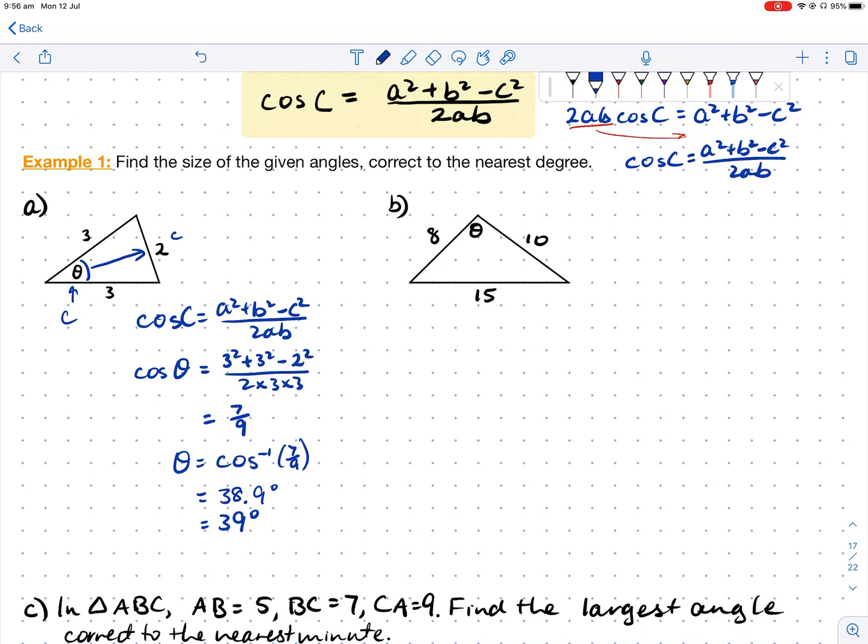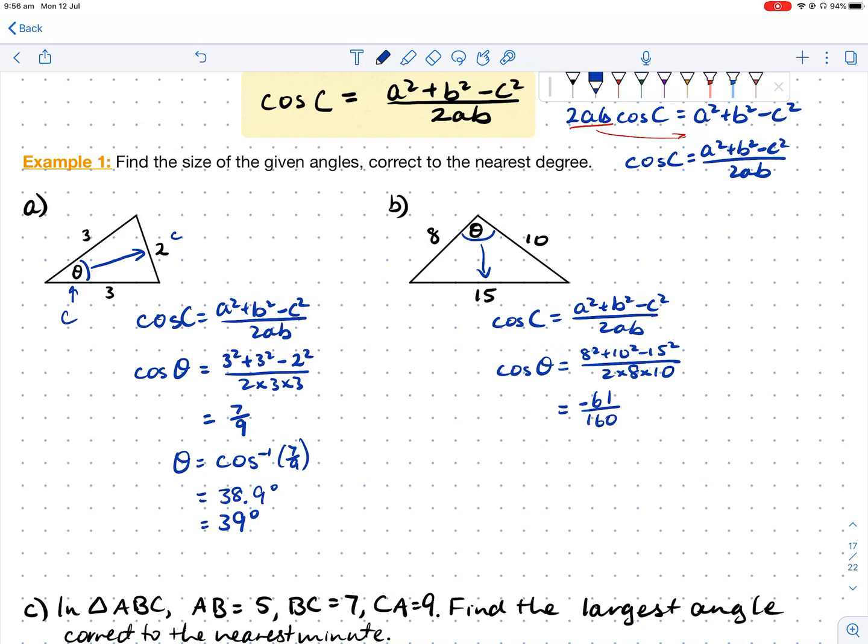When we look at the second triangle, there's the angle. That's the side opposite it. So again, cos C is a squared plus b squared minus c squared over 2ab. Cos theta is 8 squared plus 10 squared minus 15 squared over 2 times 8 times 10. So when we go to work that out, we actually get a negative value here, negative 61 over 160.